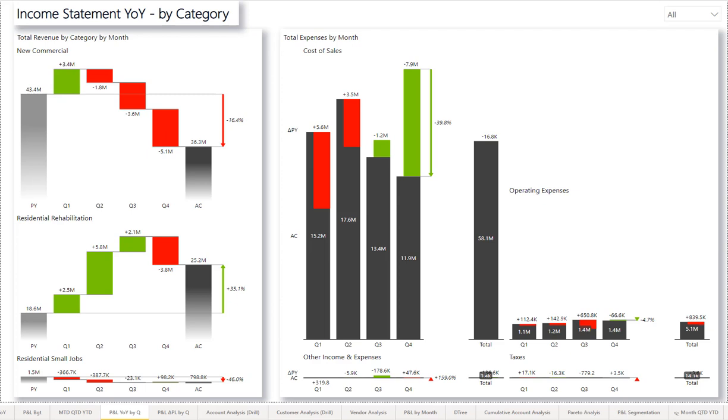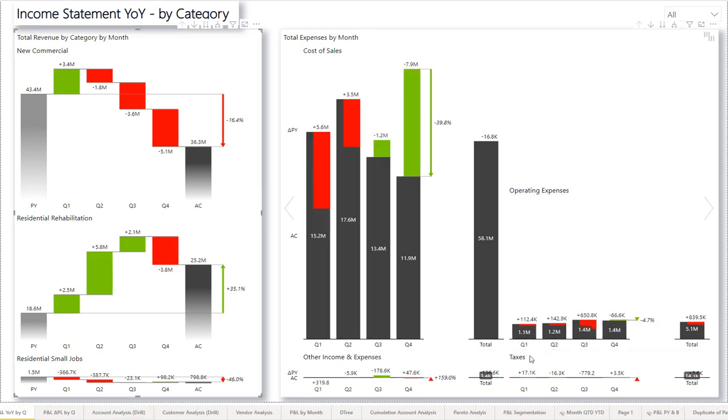Okay, so let's look at the next dashboard. What we're looking at here is deaggregating the key chunks or categories within the income statement. And we're looking at it year over year, and we've done something similar for actual versus the plan slash budget. So let's actually get into the weeds here. What we have on the left-hand side would be the revenue stream. So we've got new commercial, residential rehab, and residential small jobs. And we're looking at a quarterly cadence in terms of how they're doing last year versus this year. And on the right-hand side, we have our key expense categories: cost of sales, operating expenses, other income, taxes.